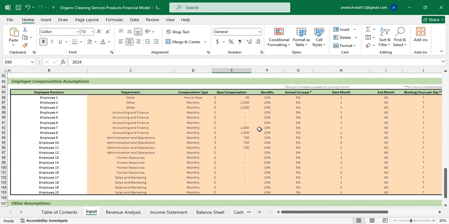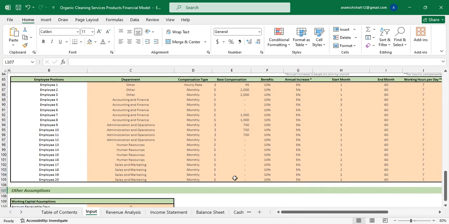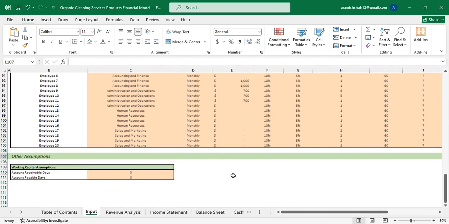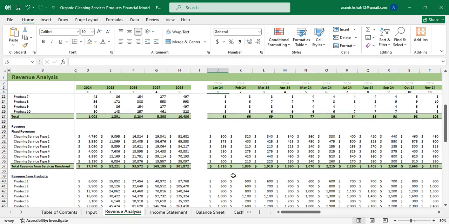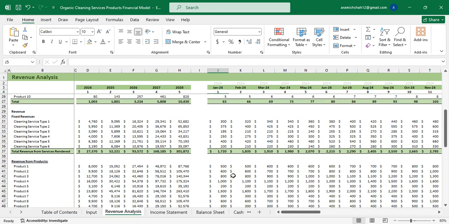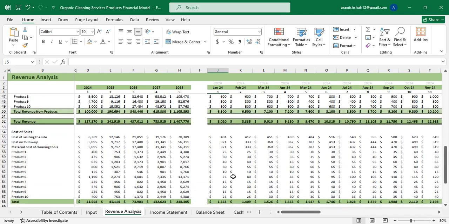Here we've got the employee compensation assumptions and their average monthly compensation. Then we've got the other assumptions, for example, working capital assumptions. Moving on to the revenue analysis, here we've got the customer estimates, which tells at what percentage the customers are increasing each year, and then the revenue estimates, at what percentage the revenue has been increasing each year, and lastly the cost of sales.